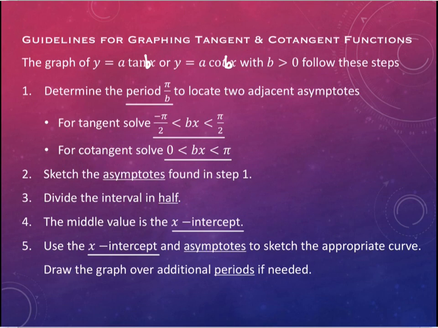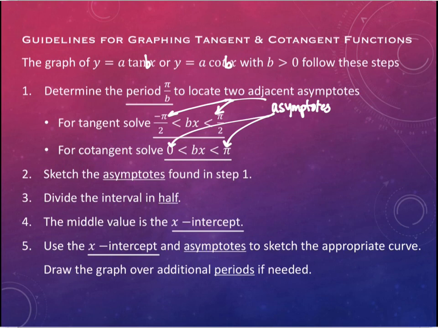For tangent, because of the way asymptotes show up, we've got a shift that's different than for cotangent. So for tangent, we're actually solving negative pi over 2 to pi over 2. And the reason this is happening is because for tangent, these are the locations of those first asymptotes. So these are the asymptotes that you're looking at here. And the same is true for cotangent. It's just that the cotangent asymptotes are at 0 and pi.